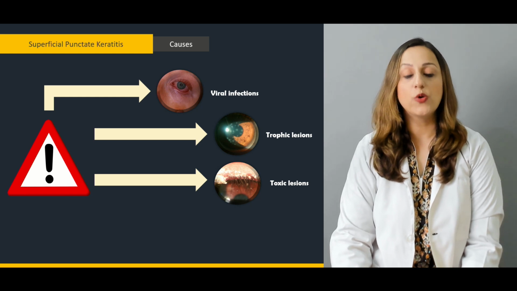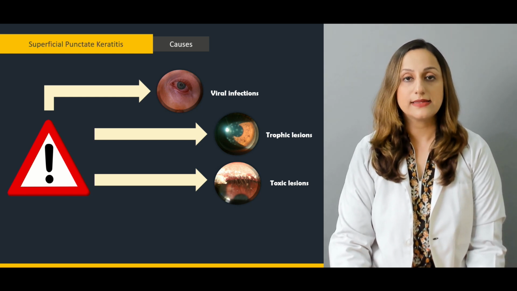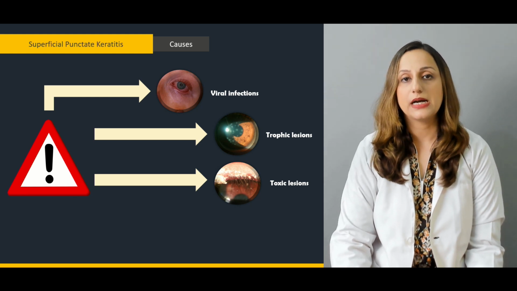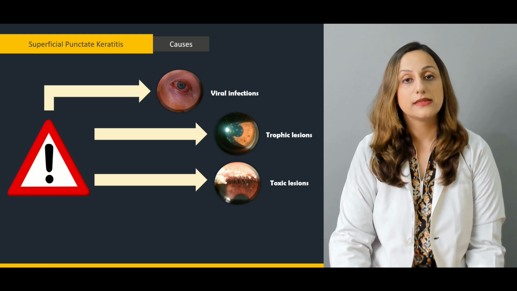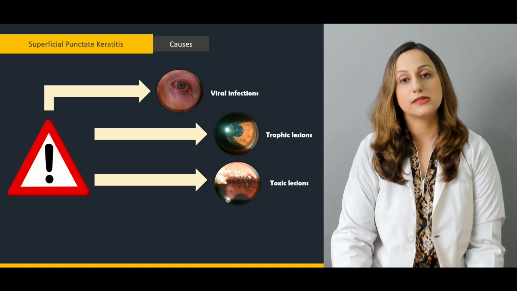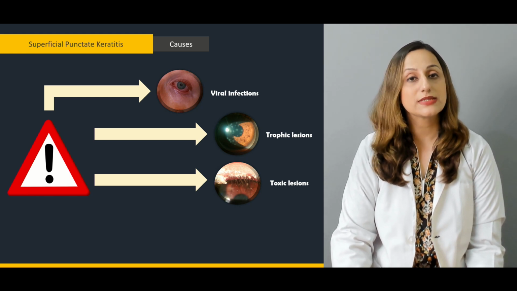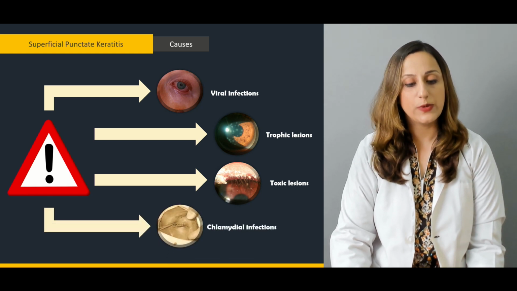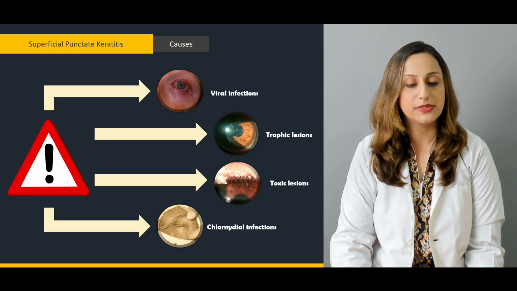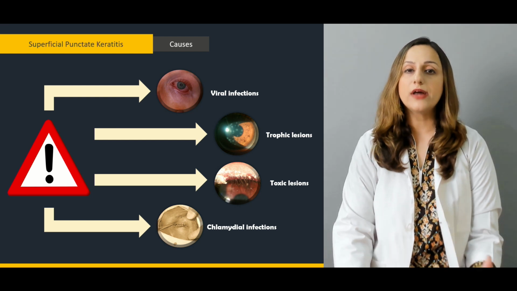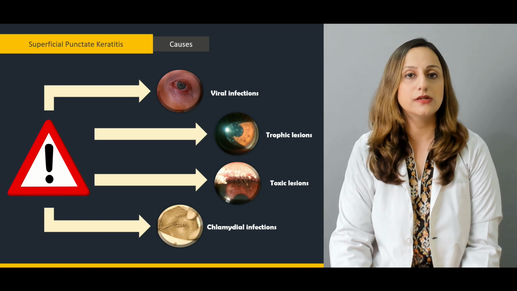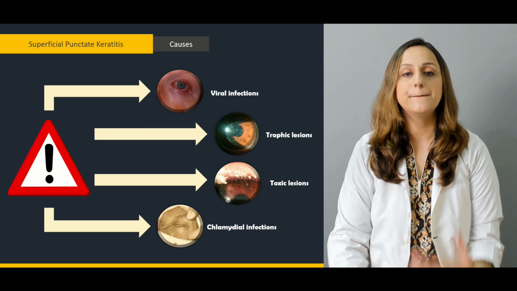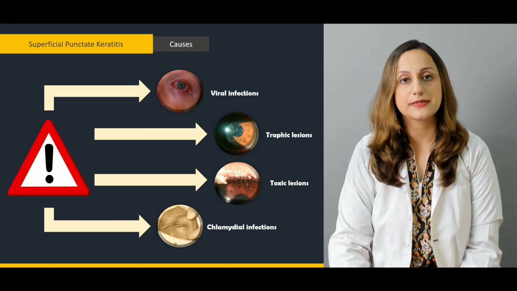Toxic lesions, now what are the toxicities that the surface of the cornea is exposed to? It's usually the staphylococcal infections that are basically causing the toxic lesions at the corneal level. And then finally, we have the chlamydial infections. For example, the trachoma inclusions are one of the notorious infections over here, and that usually present with these KP spots or these punctate kind of keratitises.